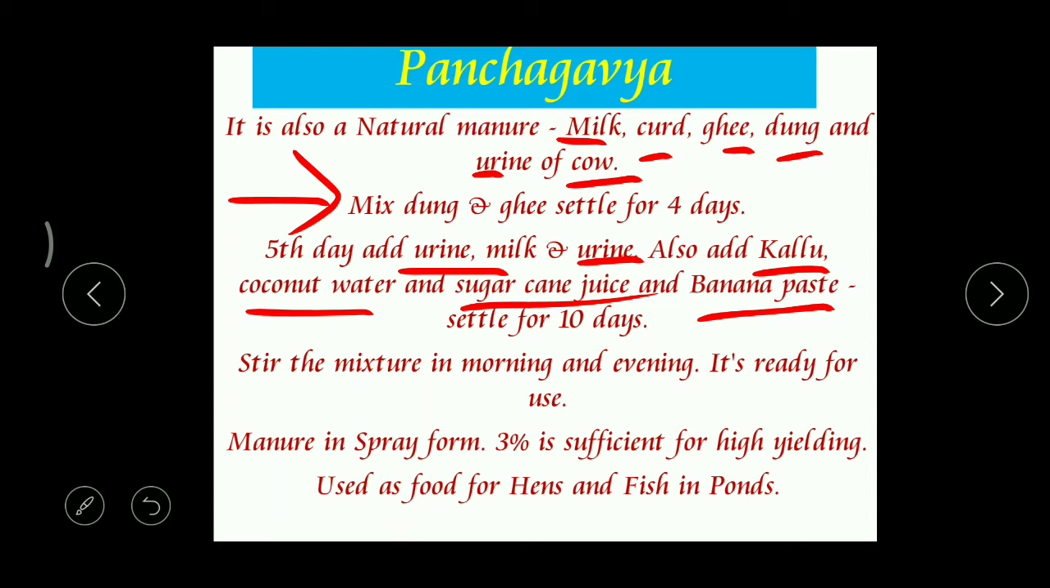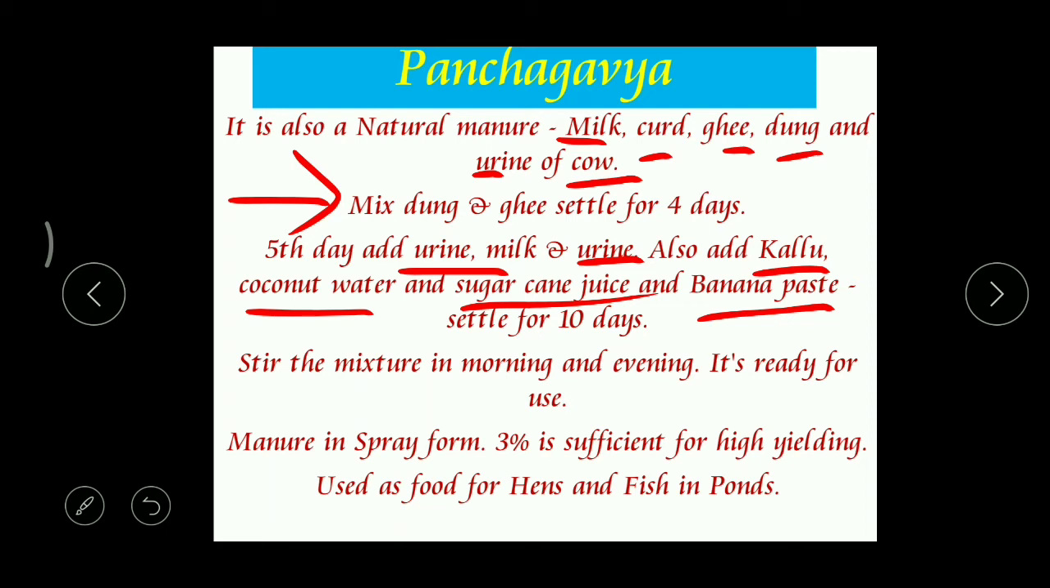So these are the plant materials. In the beginning we added only animal products, and now we are adding plant products: kallu, coconut water, sugarcane juice, and banana. When we take all these liquids, they are very, very good for our health, right? Then, by adding all these things, we need to settle them for 10 days.